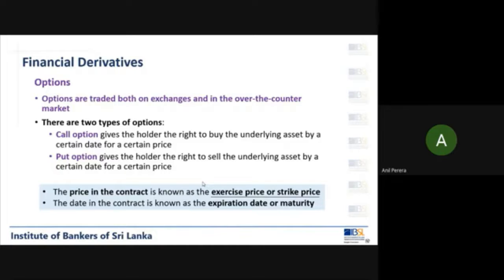And similar to call options, you have put options, where the holder has the right to sell the underlying asset by a certain date at a certain price. So if you see these terms, call means you always have the ability to buy. If you have put, there you have the ability to sell. Call always refers to buy, put always refers to sell.